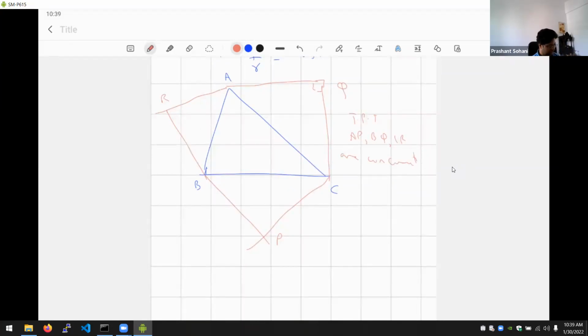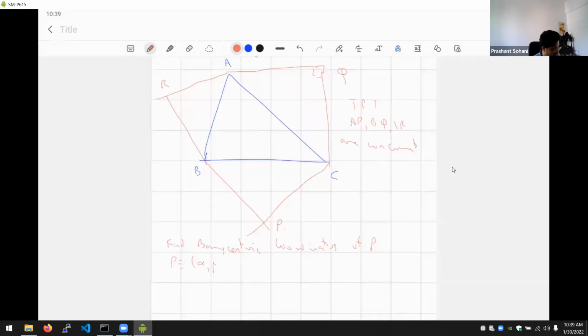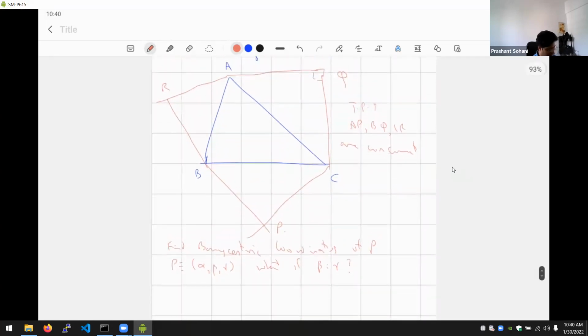Okay, so all I want to do now is find the barycentric coordinates of point P. And in particular, I am only interested in the beta and gamma. I don't even care about alpha. So if P has the barycentric coordinates alpha, beta, gamma, then I want us to find the ratio of beta to gamma. Beta to gamma is nothing but the ratio of the triangle PCA upon PAB.